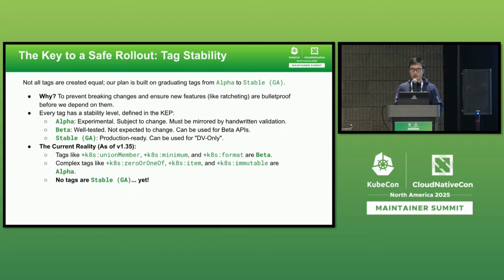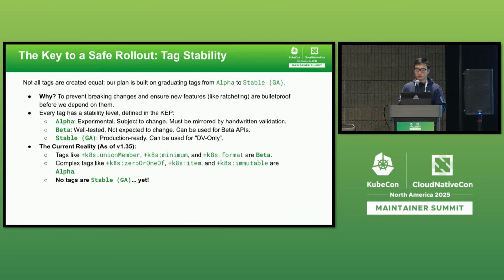We define the tag stability, just like the metric, but it is defined on the tags. So we have alpha, beta, stable. Alpha is for the experimental new coming tags, and beta is for the well-tested and not expected to change. And we haven't promoted any tags to stable yet because stable would be used for production environments, and it can be used for the DV-only stuff. I will expand on DV-only later.